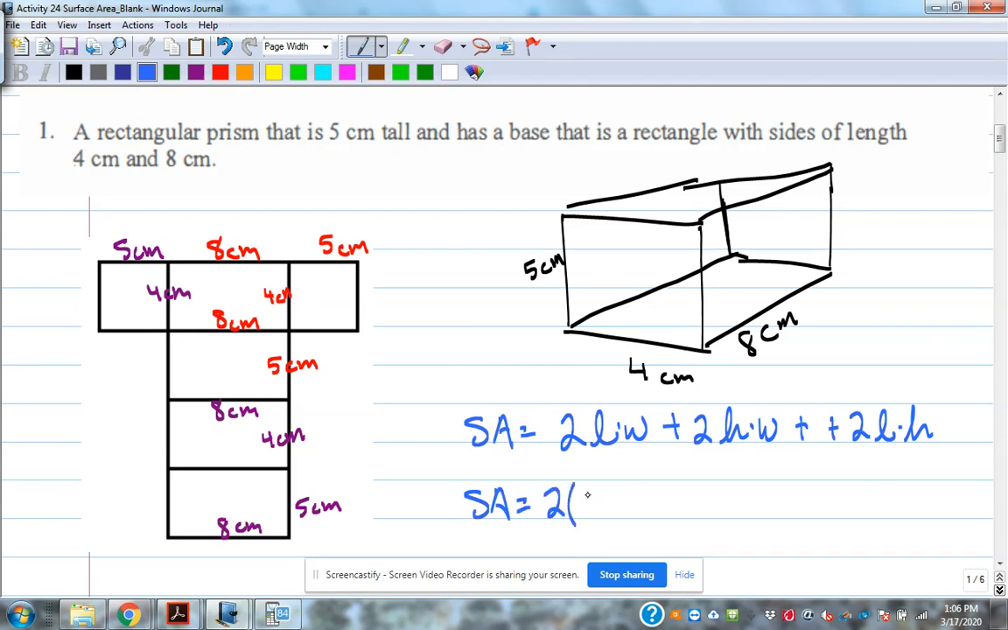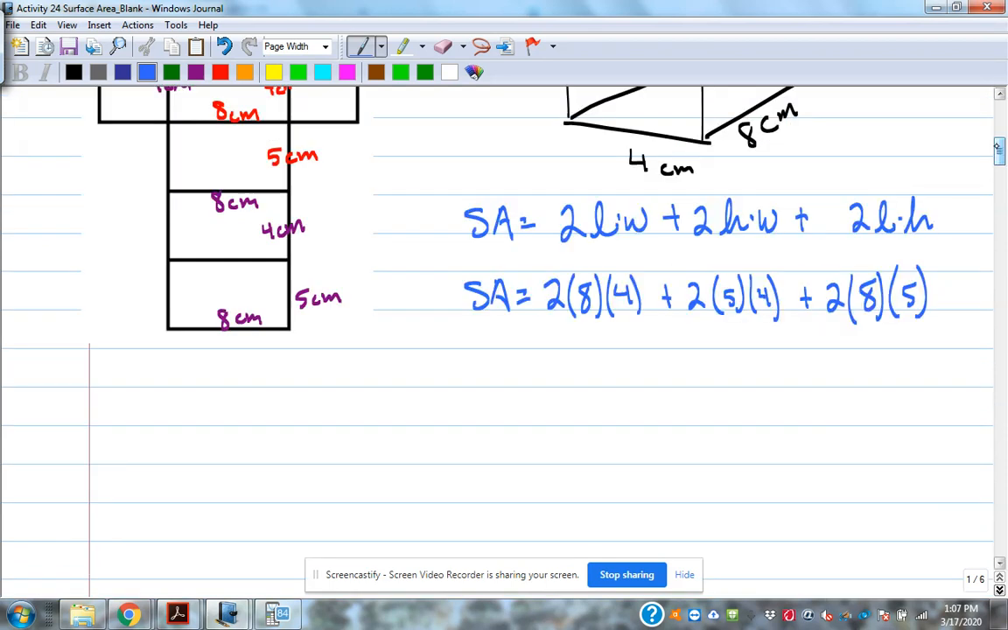2 times length is 8, width is 4. 2 times height is 5, width is 4. 2 times length is 8, height is 5. 2 times 32 is 64. 2 times 20 is 40. 2 times 40 is 80.